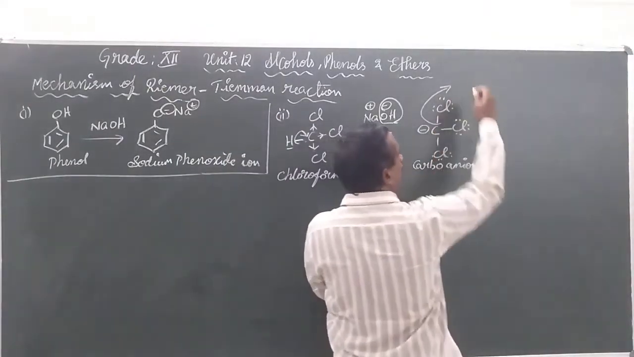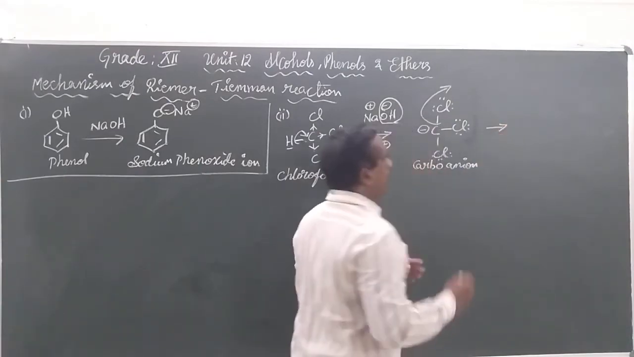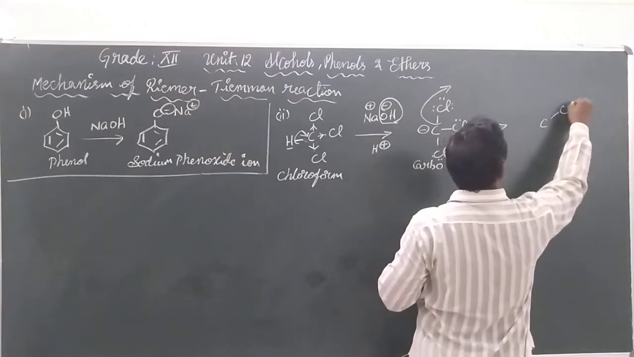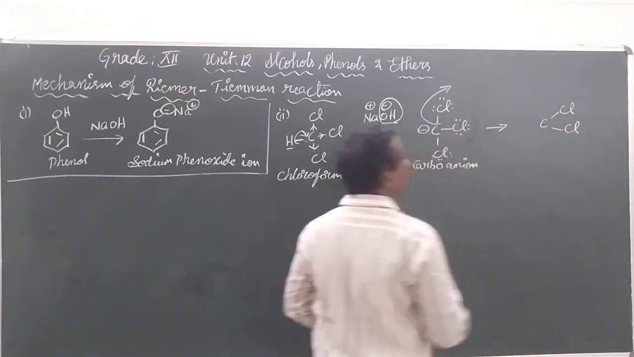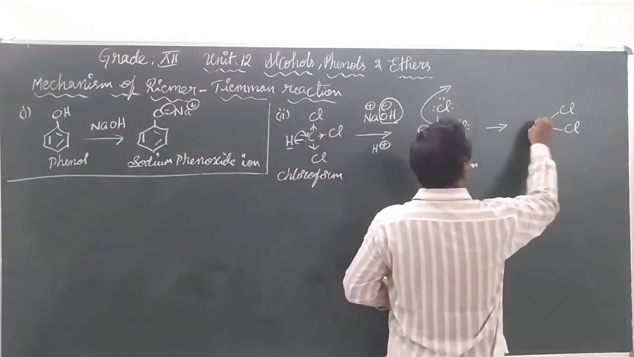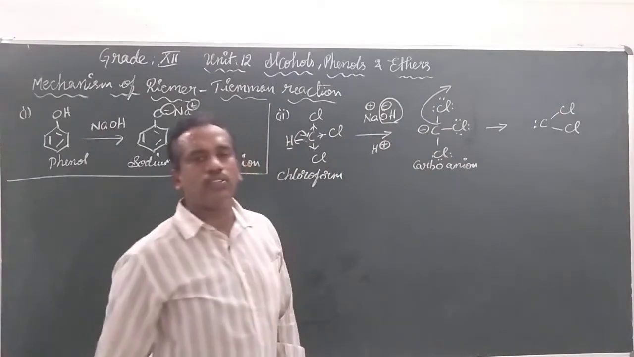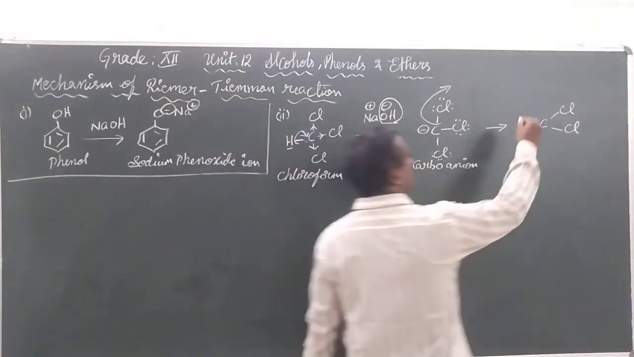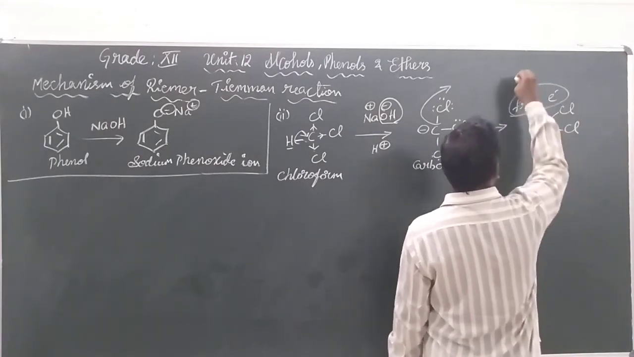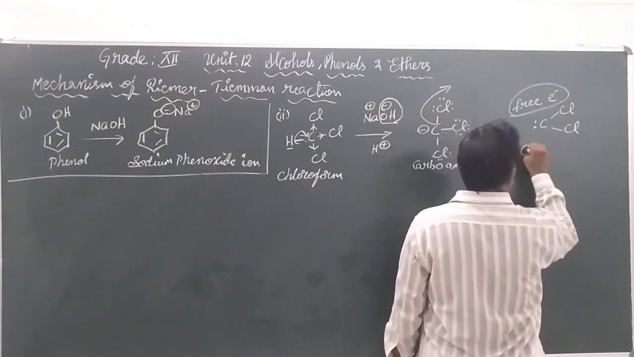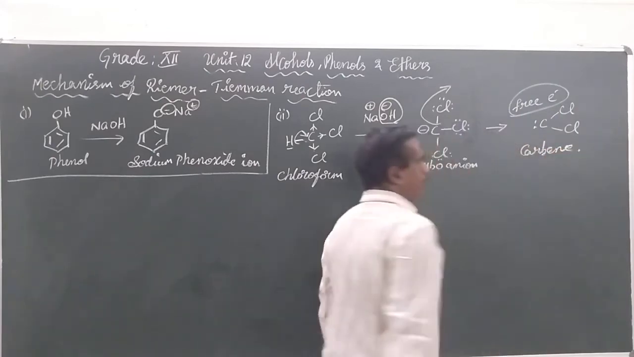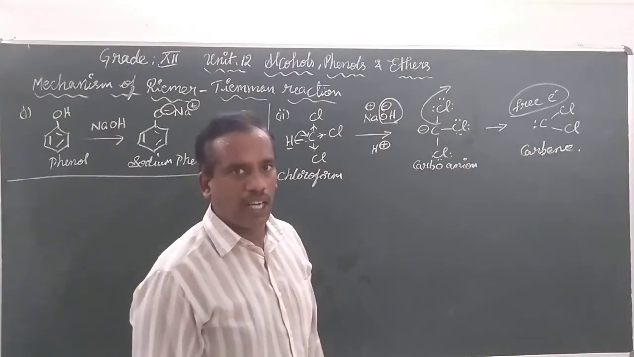When it withdraws its electrons completely, we represent the carbon as now being with 2 chlorines, and these 2 electrons we will not represent with a negative charge, but we say these are the free electrons. The carbon with free electrons we call the intermediate carbene. What do we call it? The carbene.